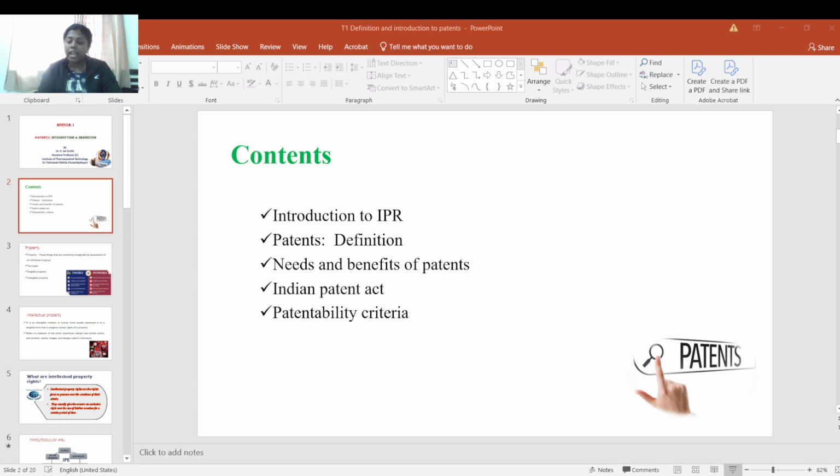Here the three things we have to remember are that it should be novel, non-obvious, and usable, that is, an industrial application should be there. If any of these criteria is not met, then it does not come under a patentable invention. So the three things are novelty, non-obviousness, and industrial application, which we can also call new, non-obvious, and usefulness.